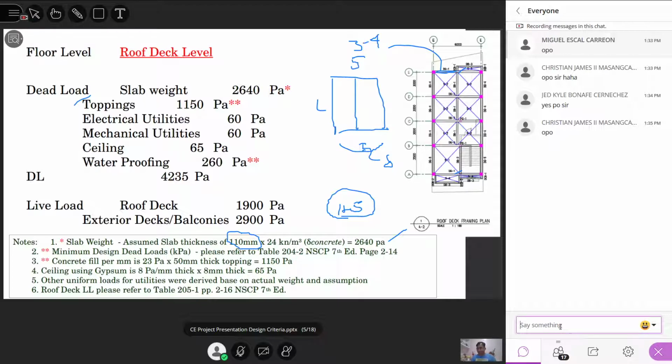Protected by the waterproofing. Okay, again, electrical utilities, mechanical utilities, ceiling, and then waterproofing. If you add all these things, that is 4235 Pascal. So ngayon, ano pagkakaiba nito tsaka dun sa nasa roof deck? Okay, ano pagkakaiba nilang dalawa? O ano pagkakatulad nilang dalawa? If you look at the previous slide, parehas silang walang movable partition. Okay, naintindihan nyo, wala silang partition. So, kailan papasok ang partition pagka nasa loob ka na. Okay. Again, live load, you have now the roof deck, 1,900. According to the code, 1,900 dapat ang load natin dito. It depends on the type of occupancy that it serves.